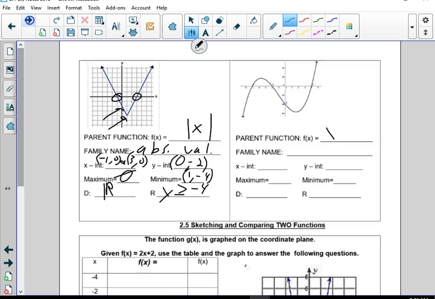Now this snake-looking thing is a cubic function. X-intercept, this bad boy has 3 of them. It's got negative 5, 0, negative 2, 0, and 4, 0. So we got to write all those in there. So you might want to start over here. Negative 5, 0, negative 2, 0, and 4, 0.